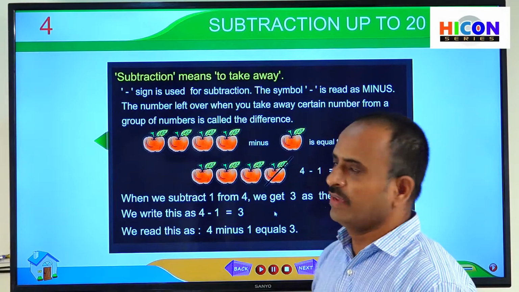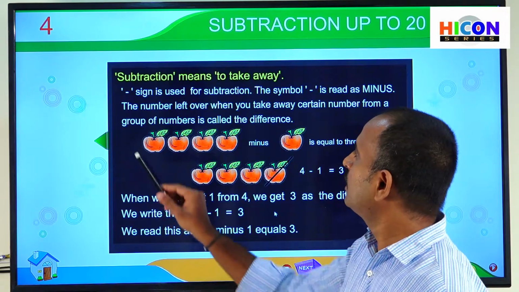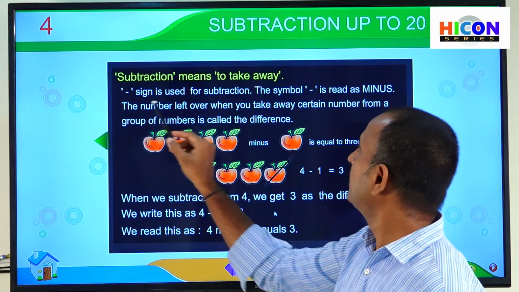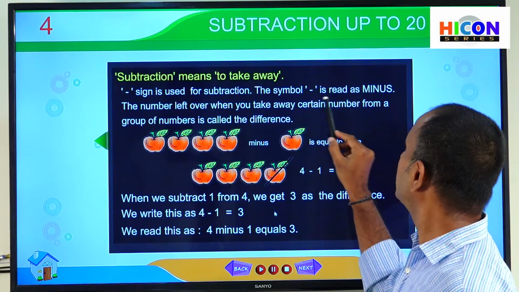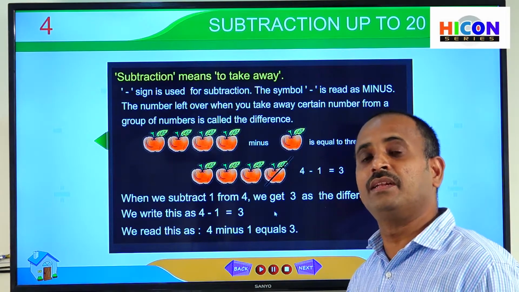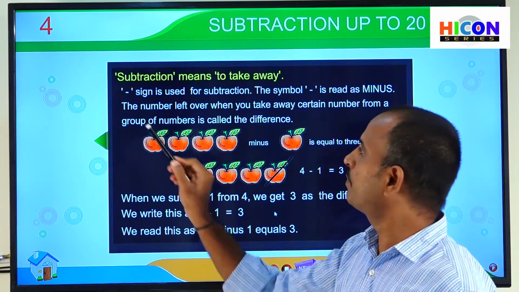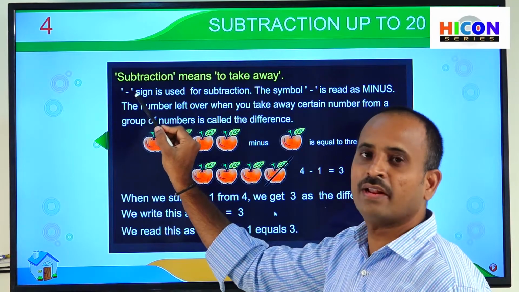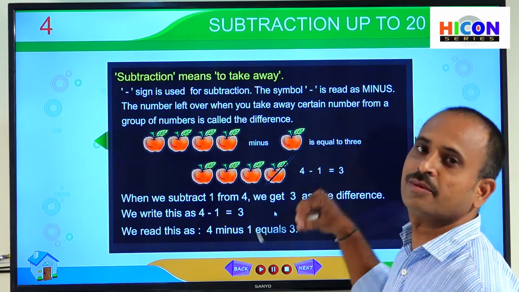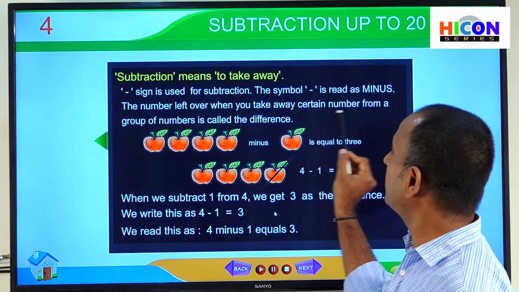Next, how can we represent subtraction? What is the symbol for subtraction? Here you are observing a small line, that is a hyphen. This is read as minus. This hyphen is the symbol for minus, just as we have a symbol in addition, and this is the symbol for subtraction. A small line represents subtraction, and it is read as minus. So minus means subtraction.